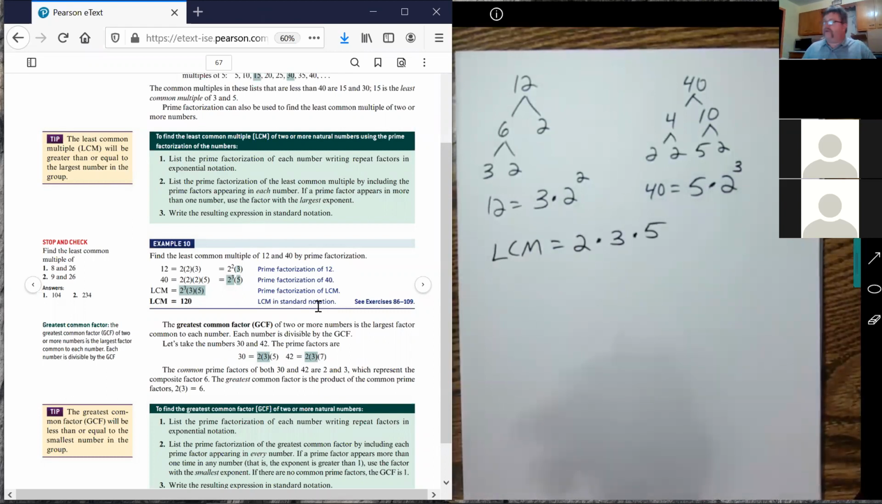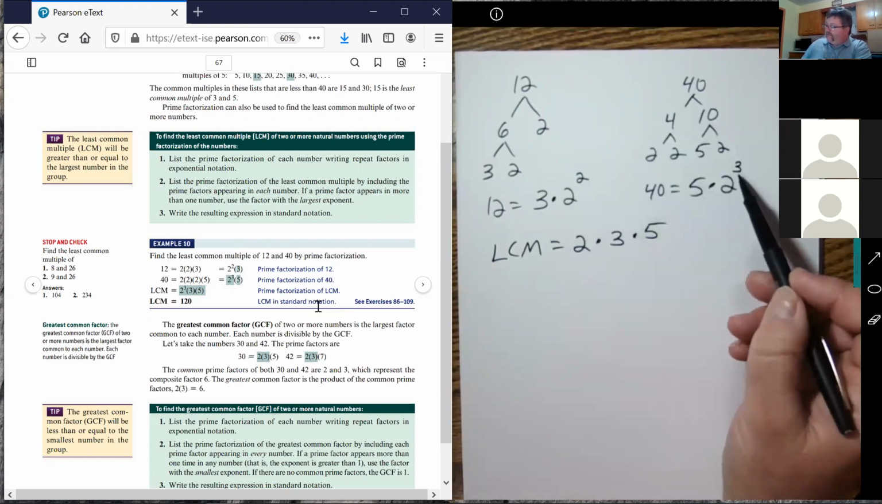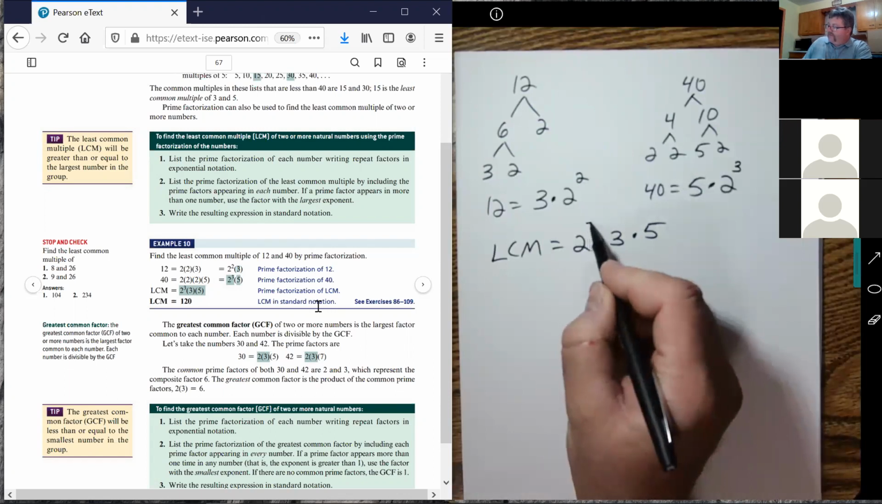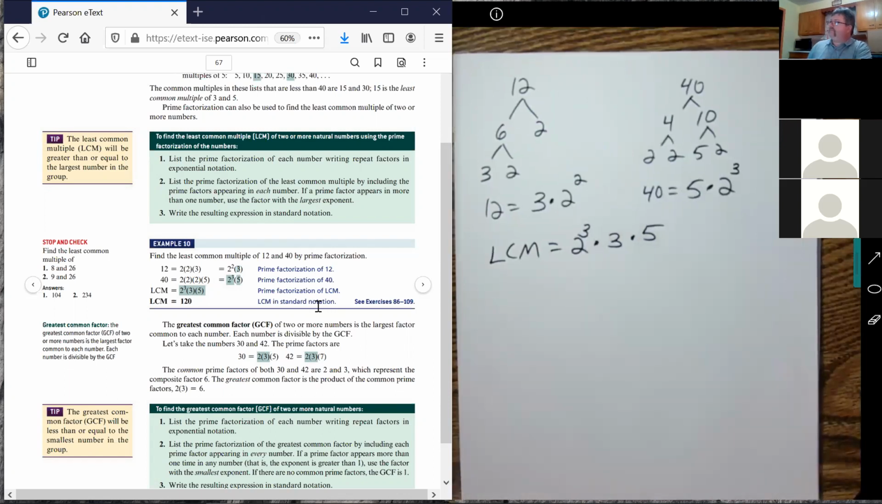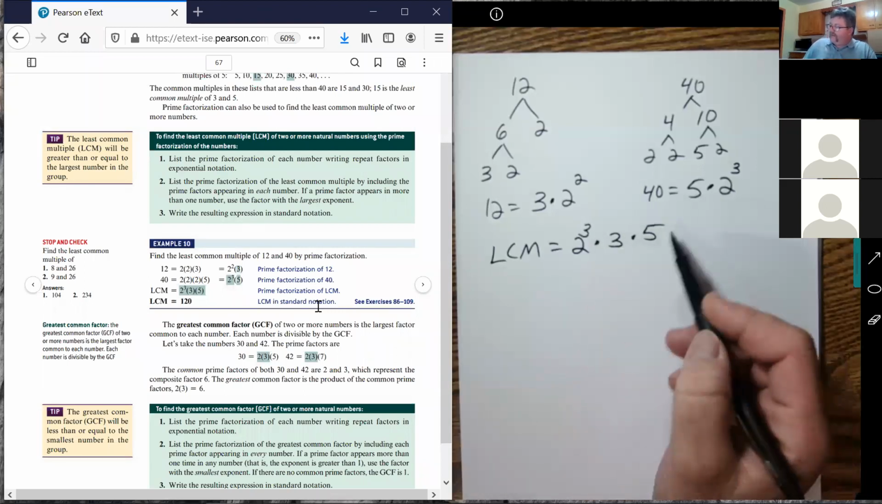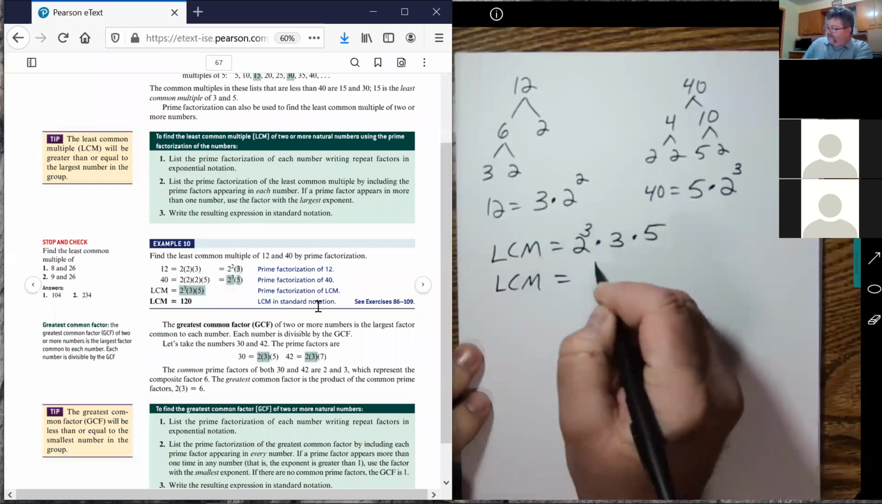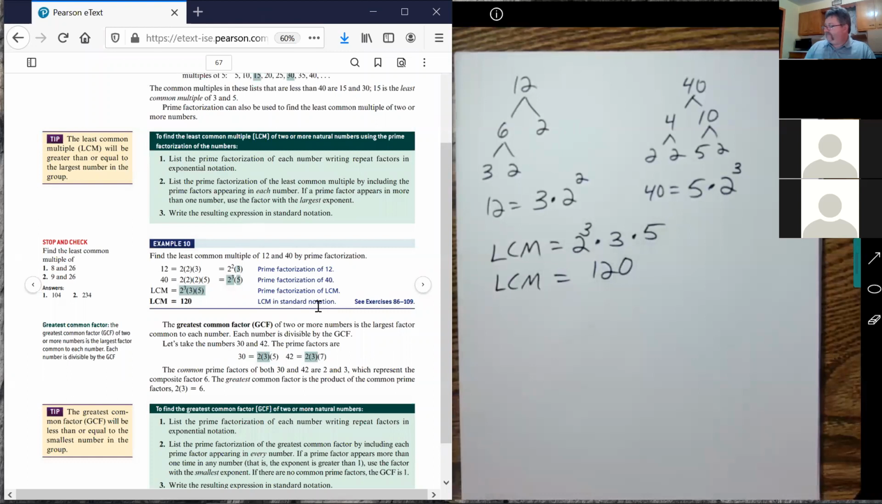Okay, but now I got to look at note number 2 kind of carefully. If a prime factor appears in more than one number, use the factor with the largest exponent. So I've got a 2 squared, but over here I got a 2 cubed. So my LCM is going to have a 2 cubed on it. All right, so if I now multiply these together, 2 cubed times 3 times 5, that's going to be the number I'm looking for. Okay, and in this case, it's 120.